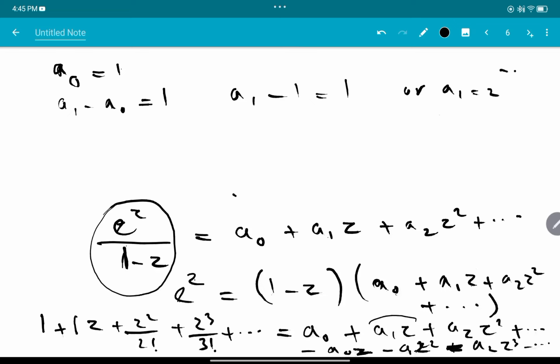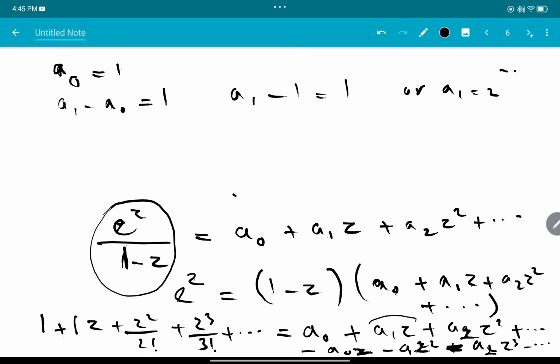Similarly, now come to a2. This is a2 here, and this is a1. I had a1 z square.